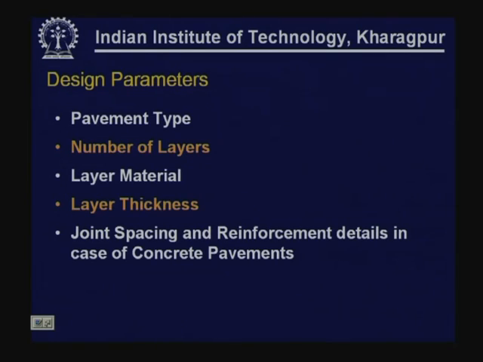Having selected a pavement type, how many layers are going to be provided, what is the material to be used in each layer, and what is the thickness of each layer? If you are talking about concrete pavements, what is the joint spacing, what types of joints, whether it is reinforced or unreinforced. Similarly, various other design parameters are to be selected depending on the pavement structure that we are referring to.